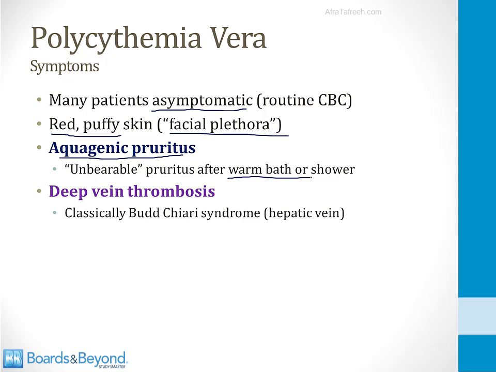Another classic condition to develop as a result of P. vera is deep vein thrombosis, especially Budd-Chiari syndrome, which is a blood clot in the hepatic vein. In fact, if a patient presents with an unexplained Budd-Chiari syndrome, one of the things you have to think about is that that patient may have polycythemia vera.